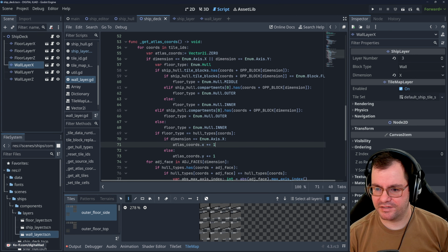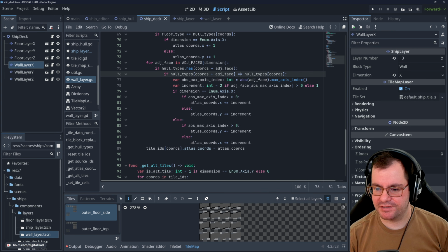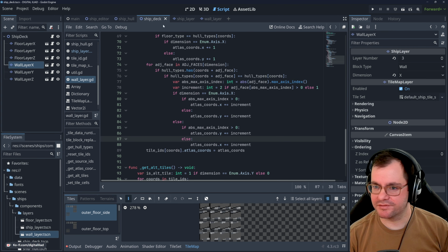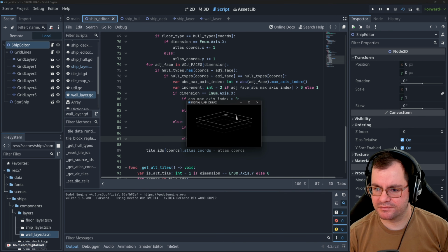Okay, I think that's it. I think it's using almost the exact same logic as the floor. I just flipped a few things. So that should be it. Let's see what crazy errors we get when we run this. And then I need to wrap up. But let's at least see where we're at.